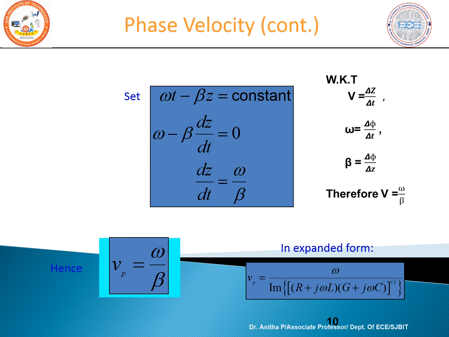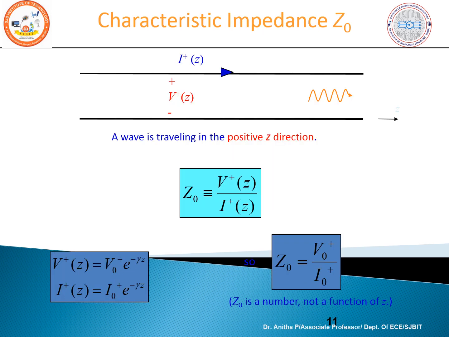So phase velocity, from this we can conclude, is the ratio of angular frequency omega to phase constant beta. The same thing can also be expressed as omega by beta, in terms of root LC. You substitute for beta, which is 2 pi by lambda, and you can express it. Before we express Vp in terms of L and C components, we'll see one more parameter called characteristic impedance.